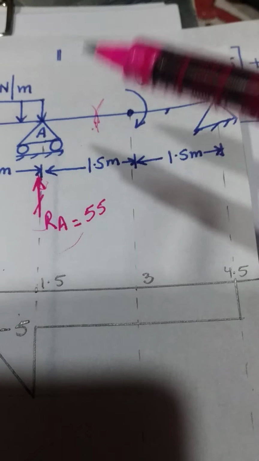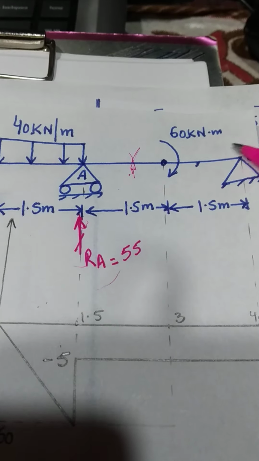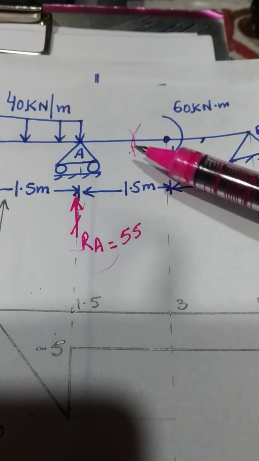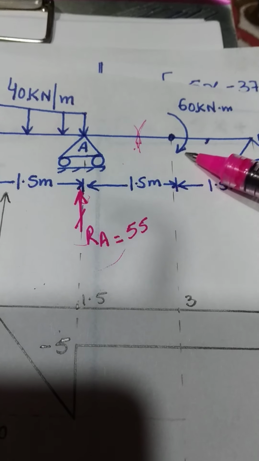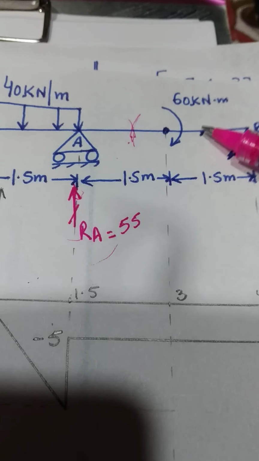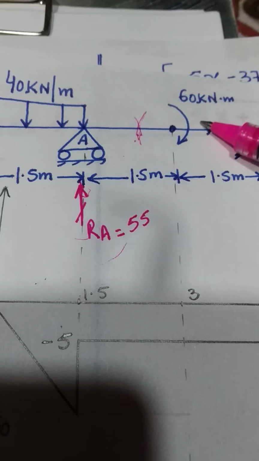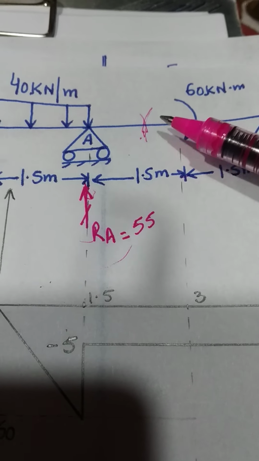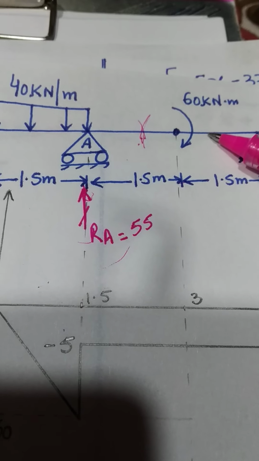Shear force and the bending moment for the last portion of the beam, which varies from x is equal to 3 to x is equal to 4.5. In this region, we are going from this region to this region, and we are coming across this bending moment. When we move from one portion of the beam to another and come across the bending moment, the value of the shear force will not change. Whatever is the value of the shear force on the left hand side of the moment, the same will be the value of the shear force on the right hand side of this bending moment.